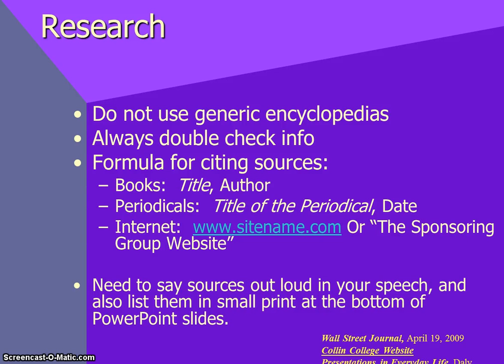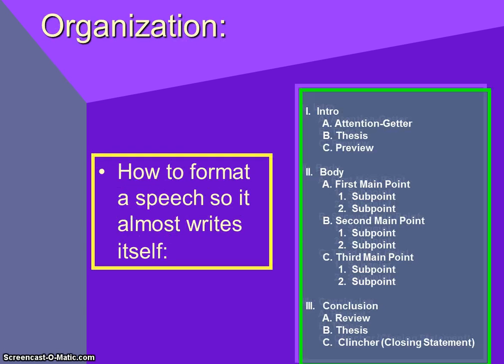Once you've collected all your research materials, it can be a little bit overwhelming, and you have to figure out a way to impose some order on all that chaos. That's when we talk about organization, how to format a speech so it almost writes itself. You just need the basic outline format: Roman numeral 1, intro; Roman numeral 2, body; Roman numeral 3, conclusion.